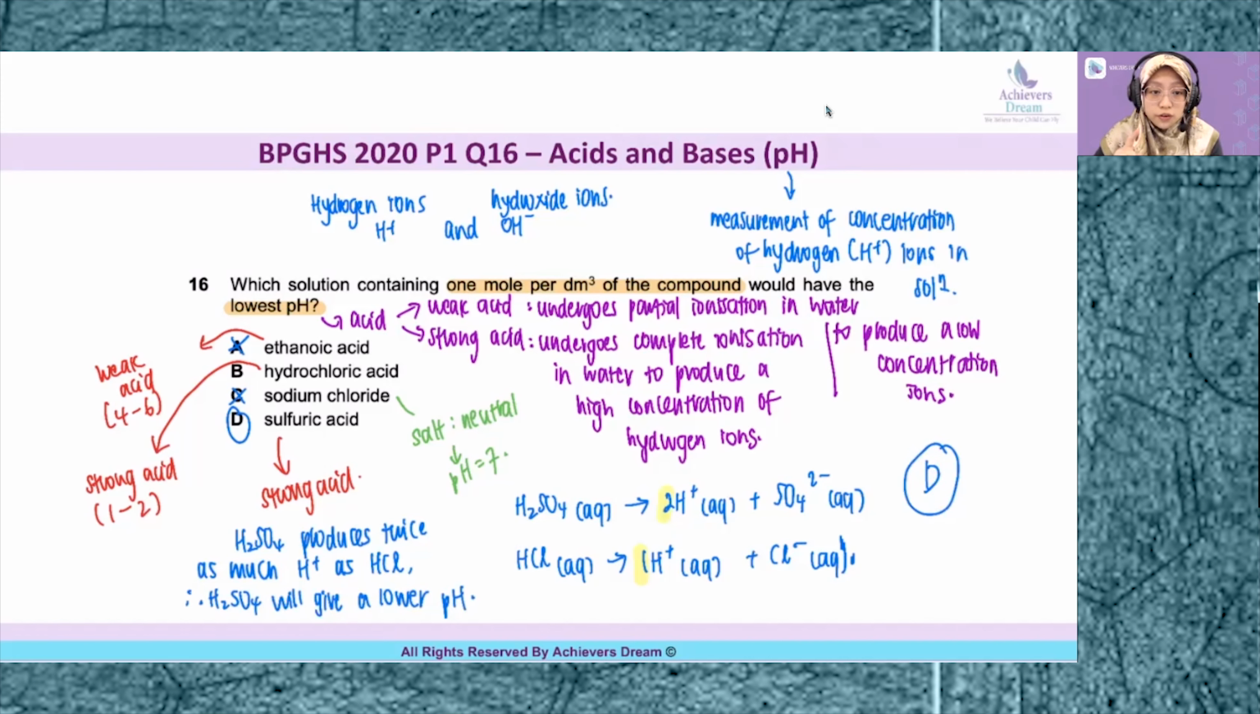Sulfuric acid will give you the solution with the lowest pH due to the higher concentration of hydrogen ions. To be more specific, twice the concentration of hydrogen ions compared to hydrochloric acid.